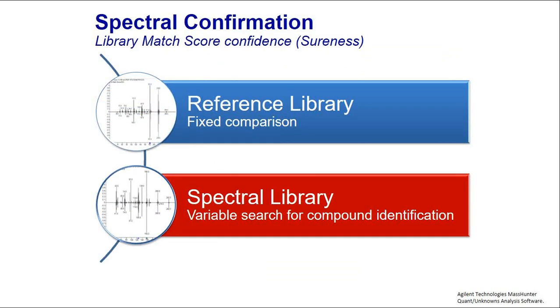Let's talk about the purpose of the spectral library. A different purpose than the reference library. With the spectral library, I'm taking a spectra, could be derived from a target, and I'm using that spectra and comparing it to the entries in the library to find a good match. That match can help me with compound identification.